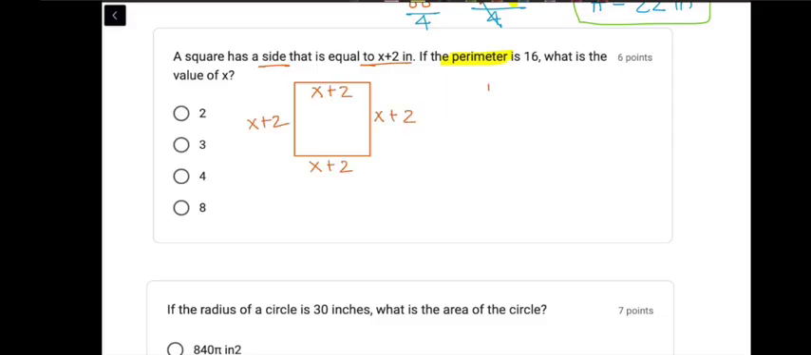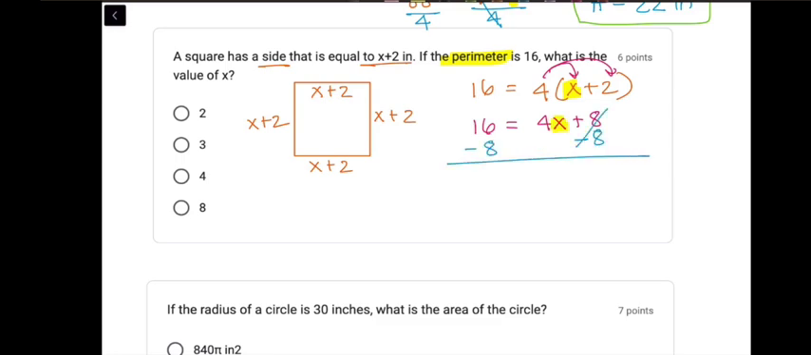In a square, all four sides measure the same, meaning that all four of these are x plus 2. Perimeter means you're going to add up all the sides. So the perimeter of a square is essentially going to be x plus 2 plus x plus 2 plus x plus 2 plus x plus 2, or in other words, 4 times x plus 2. Now we can plug in the value of perimeter, which they told us is 16. And now our job is to solve for x. So let's start by distributing the 4, which would give us 16 is equal to 4x plus 8. Now once again, our job is to solve for x. So I'm going to subtract 8 from both sides. That's going to leave me with 8 is equal to 4x. And again, the last step to get x alone is to divide by 4 on both sides. So x is going to equal 2, which would make your answer A.